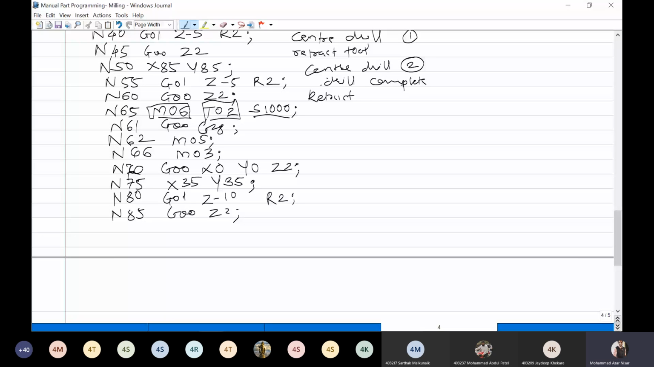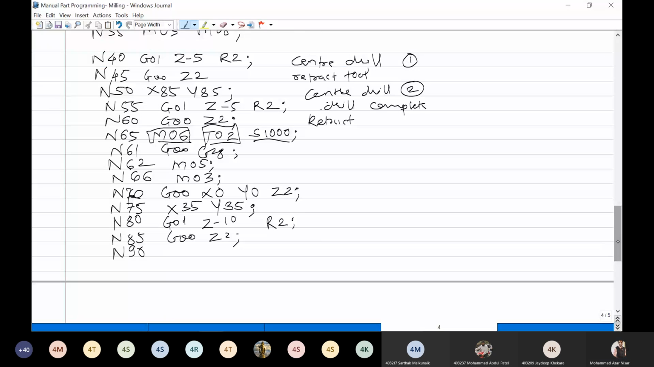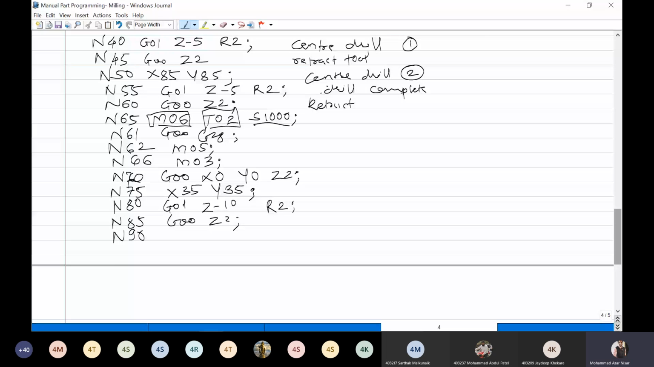Now N90, it will move. You have to move the tool from the hole number 1 position to the hole number 2 position, at the coordinates X85 and Y85. Now we have to give the tool to the drilling. So it will be G01, Z. It is a through hole, so the total depth is 15. So you have to take more than that.